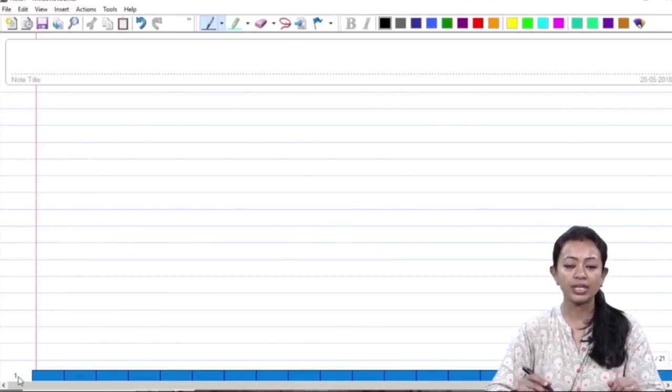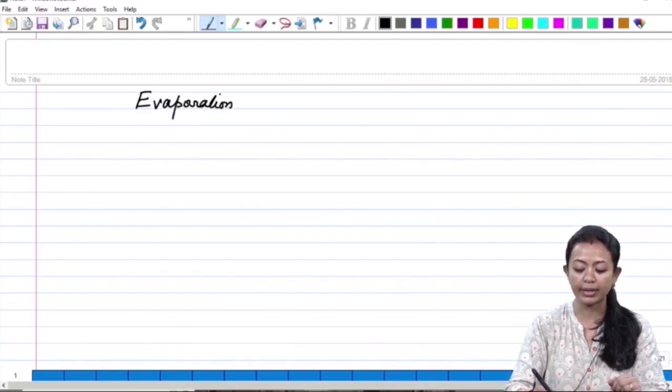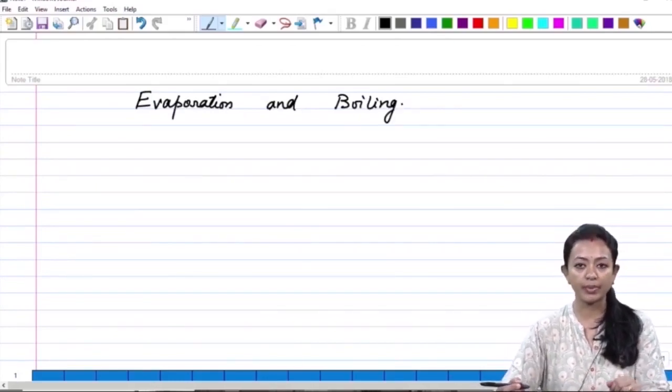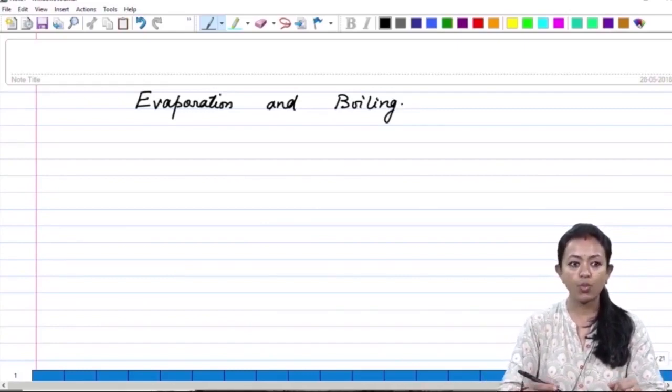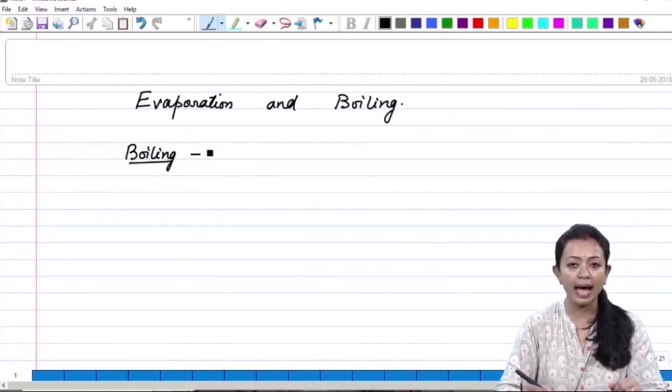Now let us carry forward this understanding in evaporation and boiling. Now these are two very basic and important concepts, evaporation and boiling. Now before we understand what is evaporation and boiling, let us understand what is boiling. Boiling always happens at a boiling point. Okay, that means we have a term which is known as a boiling point.